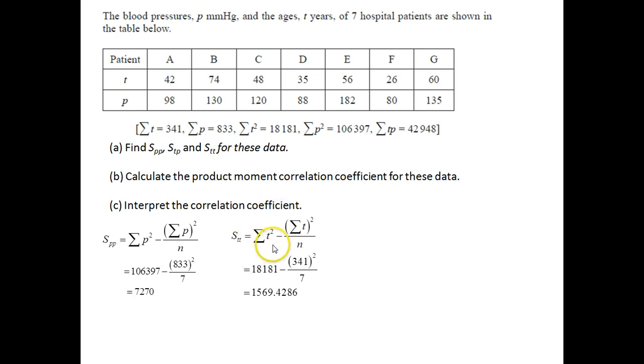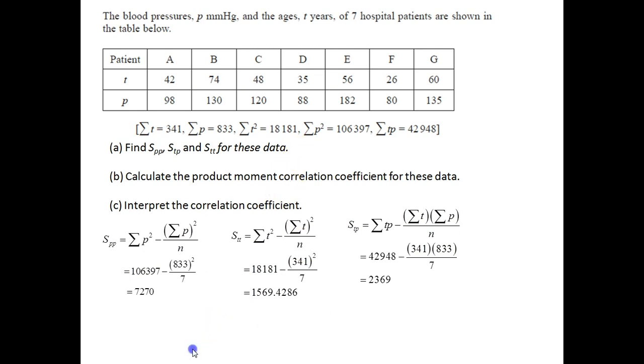STT would be the same, so the sum of the T squares minus the sum of the T all squared over N. And the TP would be the sum of each T times P, and we've been given them, so we don't have to work them out, minus the sum of the T's multiplied by the sum of the P's all over N, and that works out to 2,369. So we've done those.